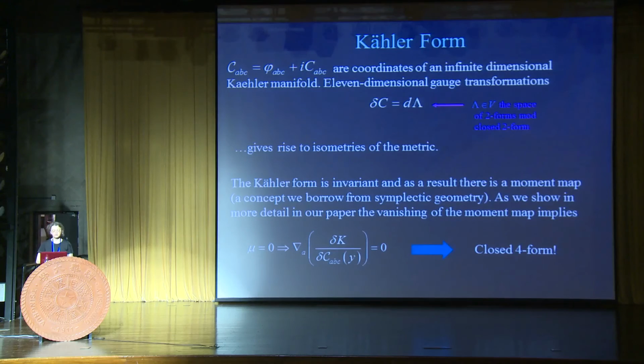Let's talk about the Kähler potential. The bottom components of our chiral superfields are coordinates of an infinite dimensional Kähler manifold. Now, there are gauge transformations in 11 dimensions that give rise to isometries of the metric. It can be shown, the details are in our paper, that because of this isometry, there's always a closed 4-form. So this is the second cohomology condition that we need for our existence proof.